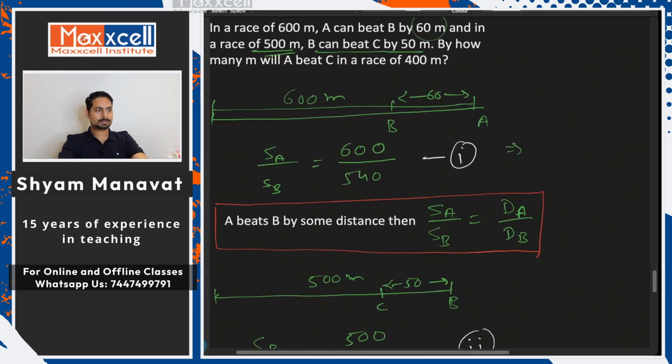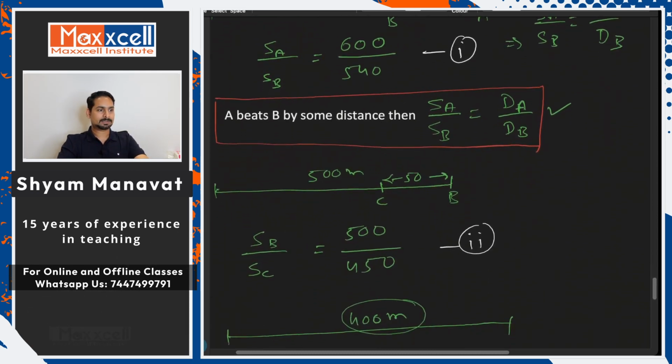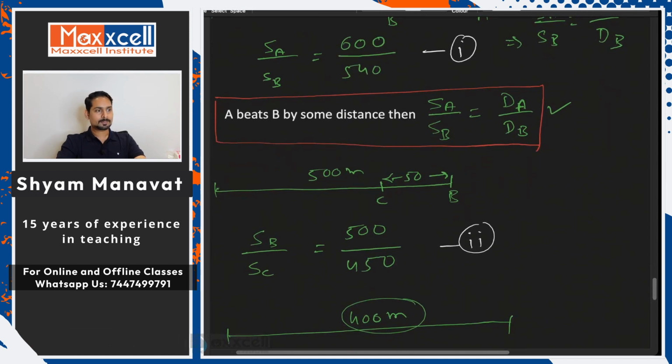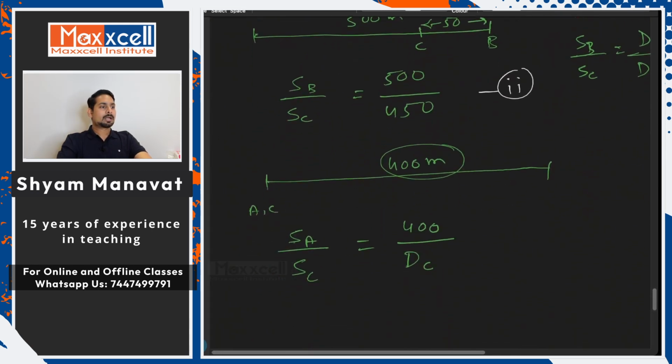This is through what? Speed of A by speed of B equal to distance of A by distance of B, because A beats B by some distance. That's what we have learned, right? This is through speed of B by speed of C is equal to the distance covered by B, the entire race, by the distance covered by C. Let me call this the third equation.